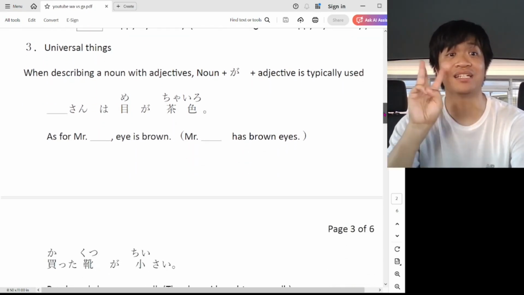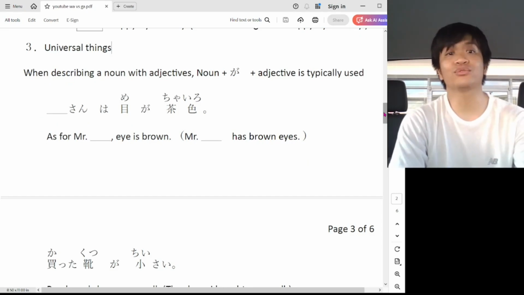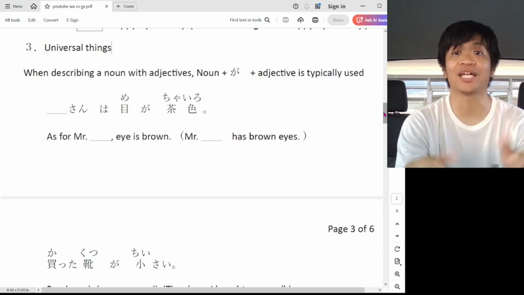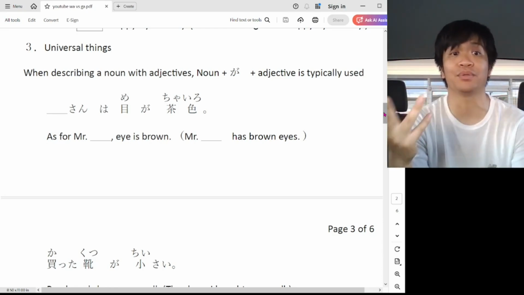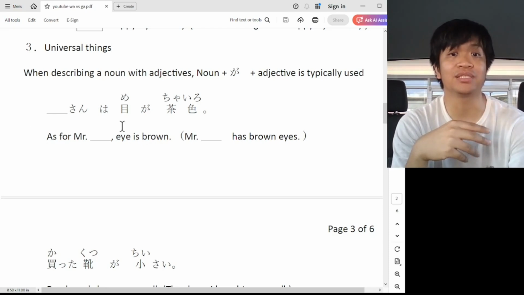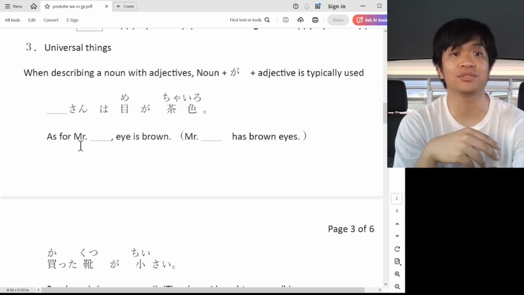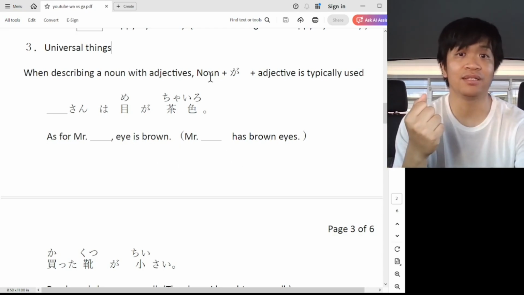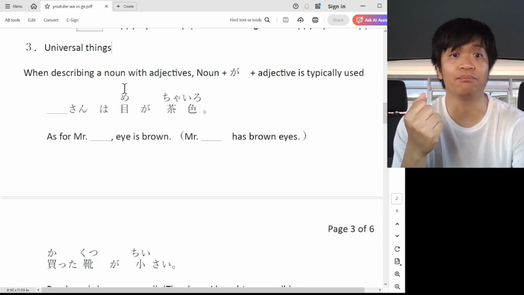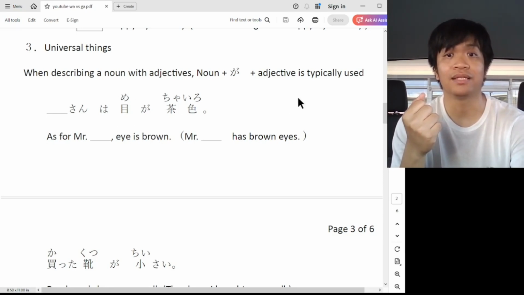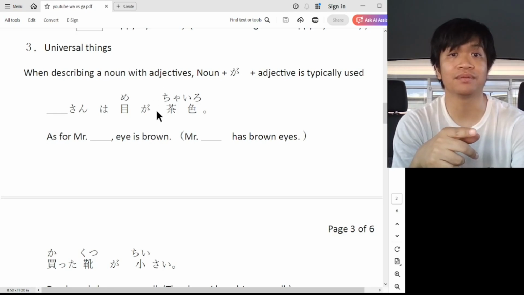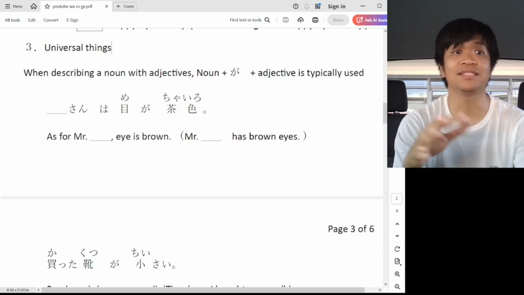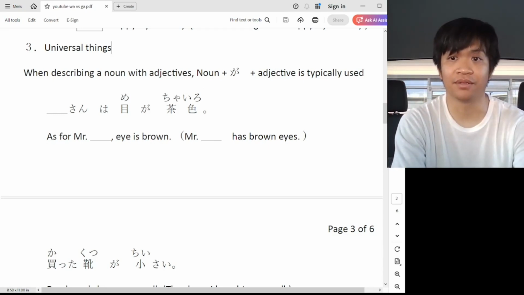Next, function 3. Universal things. So, when describing a noun with adjectives, usually use the noun plus ga, and then an adjective is commonly used. So, for example, 誰々さんは目が茶色. So, as for Mr. blah blah blah, his eye is brown, or Mr. blah blah blah has brown eyes. So, here the noun would be me. This is I. Then ga is over here. And then you would have the adjective. This is chairo, brown. So this is the common sentence structure.